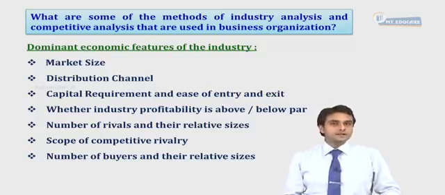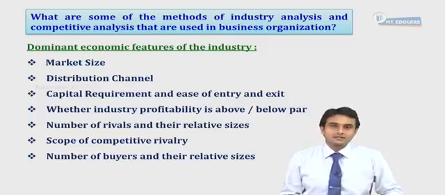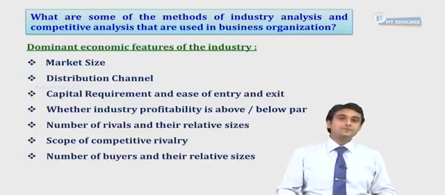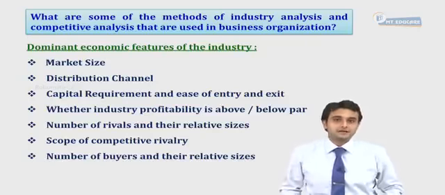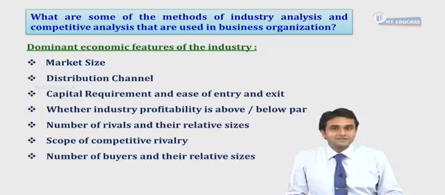Now, if you talk about the food industry, the industry profitability is way above par. So a vada pav probably which costs 10 or 12 rupees to us, the consumers, hardly costs say around 4 or 5 rupees to the street stall holders. So the industry profitability being above par there definitely makes a difference. The number of rivals and their relative sizes, the scope of competitive rivalry, and the number of buyers and their relative sizes. So all these factors are the dominant economic features of the industry.